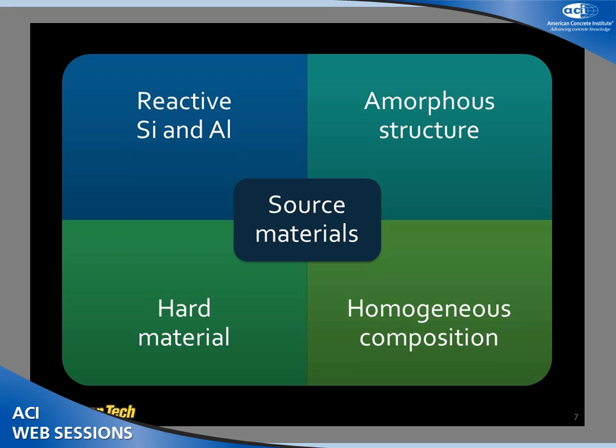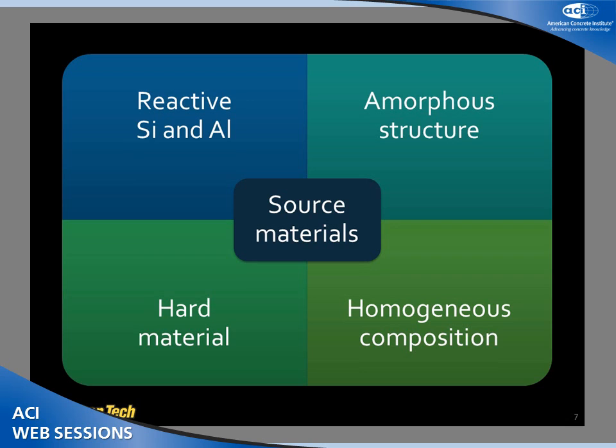So as I said, when you're looking at potential source materials, you need a lot of silica and alumina, and you need that to be available, and that's typically found in an amorphous structure, so in a glassy material with vitreous phases, or a calcined material. If you take kaolinite clay and heat it, you disrupt the order of the structure, and that increases the reactivity of that material.